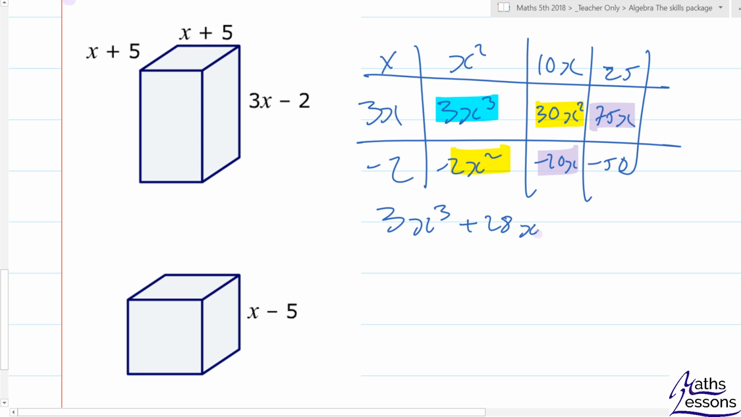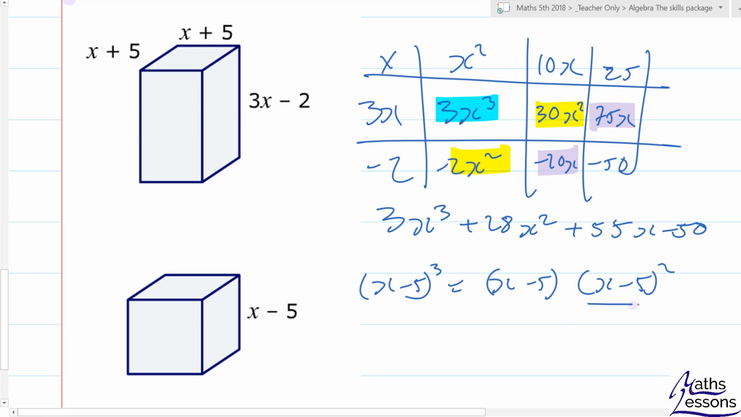So 3x, 20 squared, plus 50x, 50. Okay, and then this one is a cube, so it's just x minus 5 cubed. So do that as x minus 5 times x squared. I'll work out this bit.